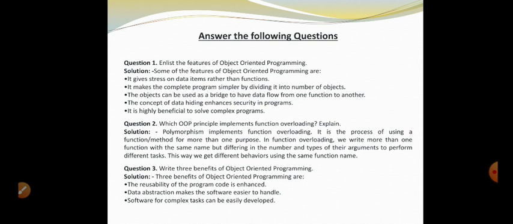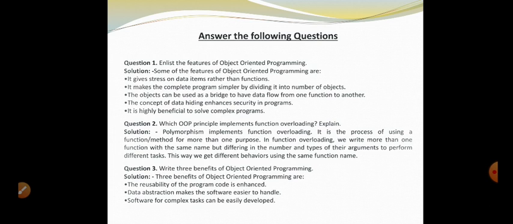Now, write three benefits of object-oriented programming. Three benefits are: the reusability of the program code is enhanced. Data abstraction makes the software easier to handle. Data abstraction means hiding the background details; only essential features are discussed. Then software for complex tasks can be easily developed. So these are three benefits of using object-oriented programming.